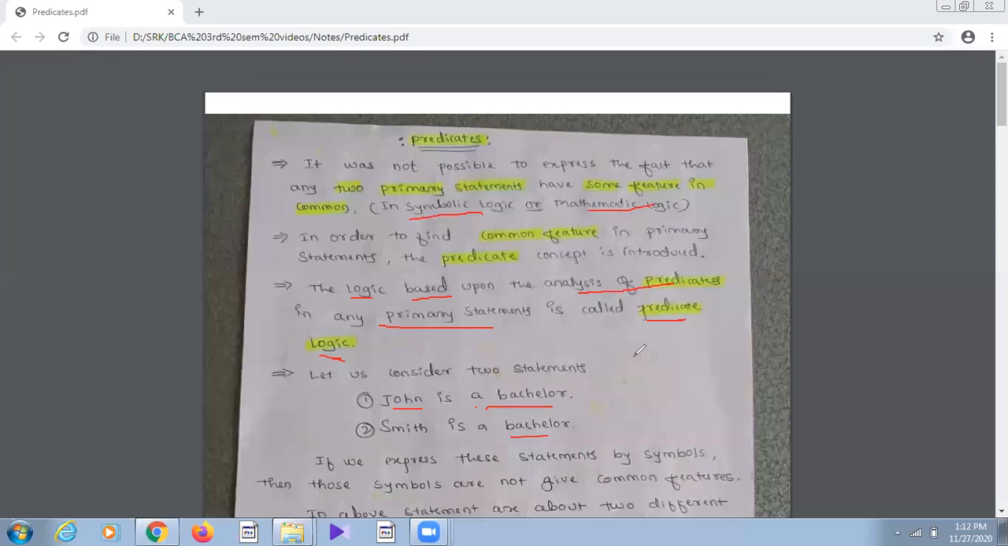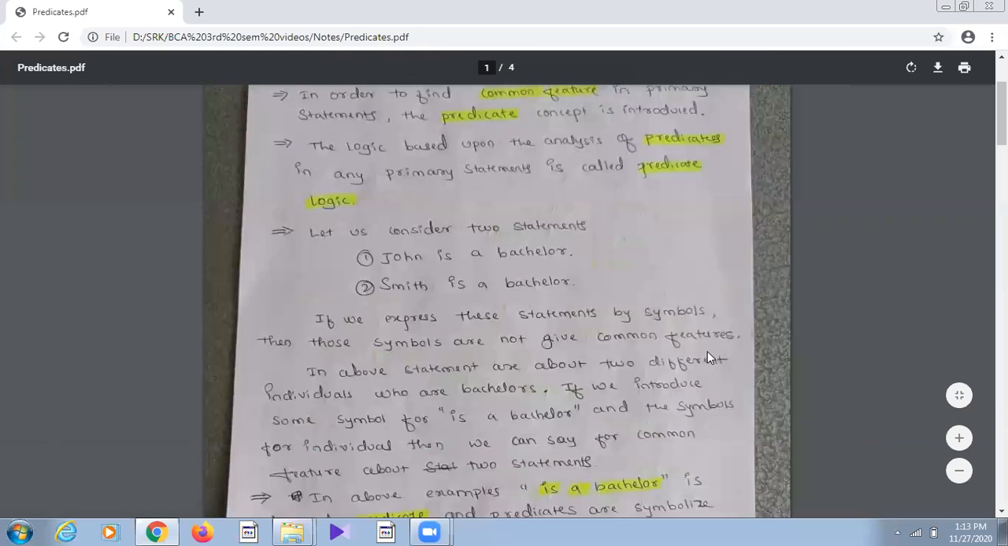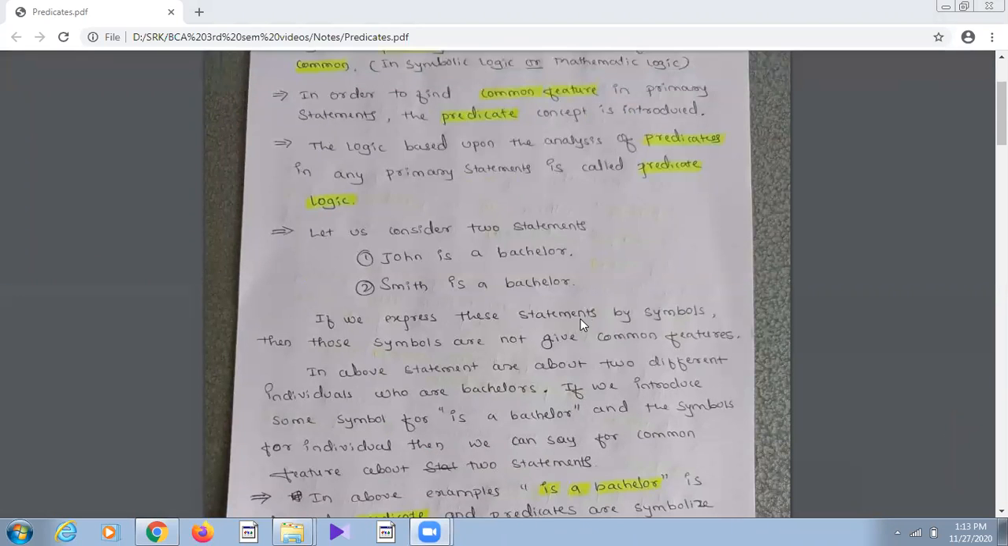Next, let us take an example. How will we identify the common features between the primary statements? Wait a second, students are still joining.